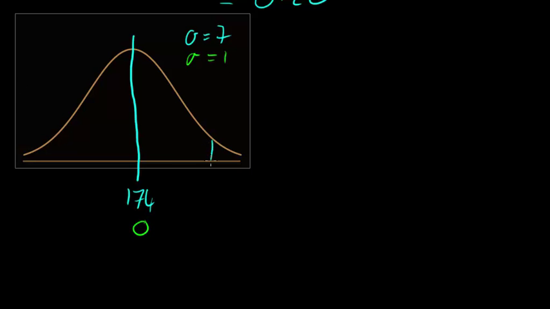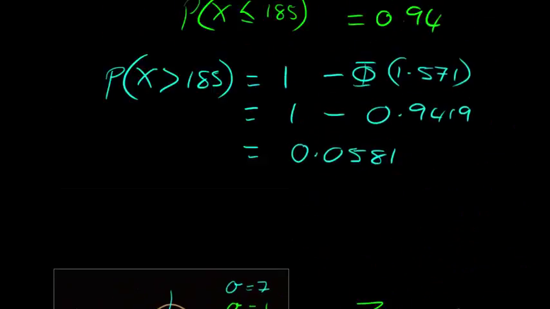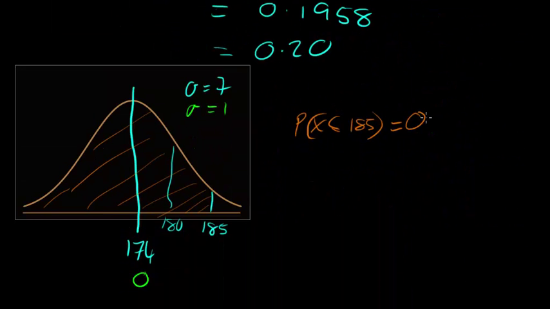So 185 I'll stick at there, 180 I'll stick at there. And I'll use orange here: the area that I'm highlighting in orange, which we already know from the previous question, the probability that x is less than or equal to 185 came out to be, let's scroll up, 0.9419.